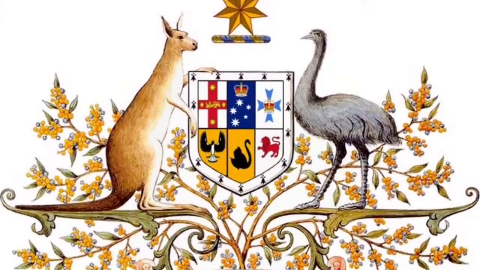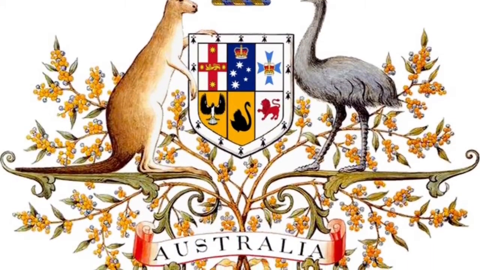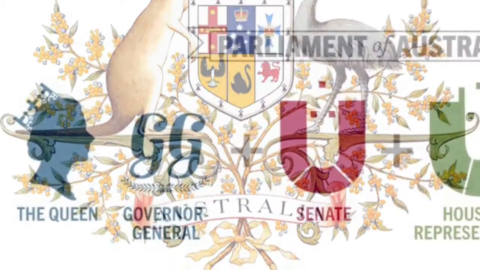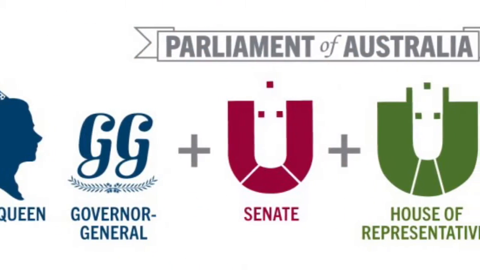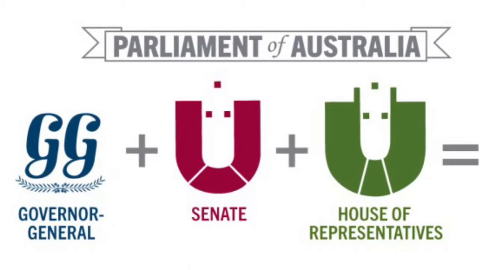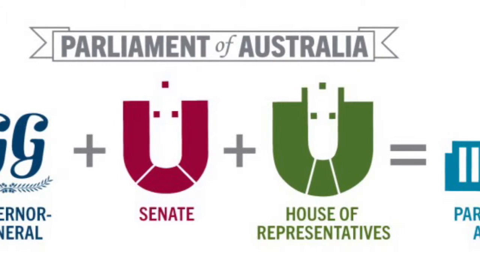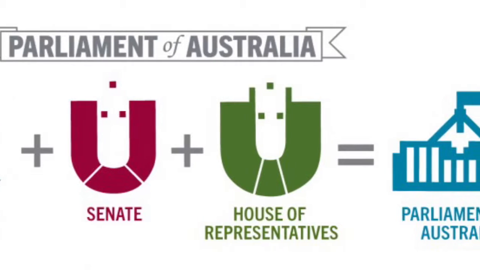The Parliament is at the very heart of the Australian national government. The Parliament consists of the Queen, represented by the Governor-General, and the 2 houses, the Senate and the House of Representatives. These 3 elements make Australia a constitutional monarchy and a parliamentary democracy.